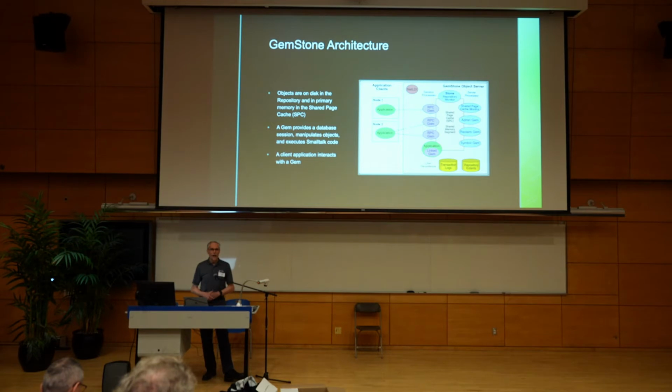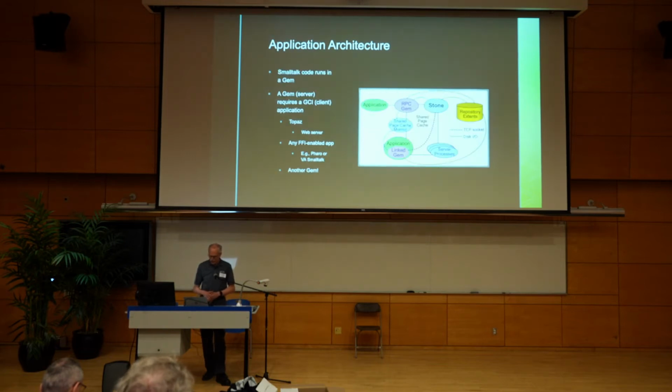So what we have is the object space is persistent on disk, cached in memory, and the various processes interact with it. The gem is the name of a process that provides the ability to manipulate objects, execute Smalltalk code, and provides the functionality that you expect in a Smalltalk environment. Generally, it is necessary to interact with the gem through a GCI client of some sort. And we will look at that in a bit more detail.